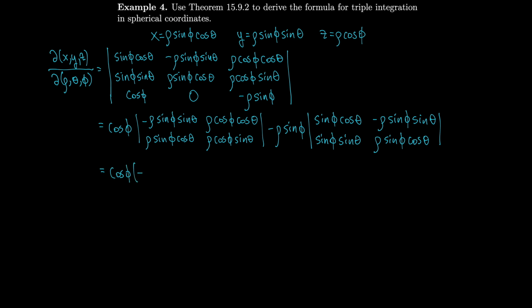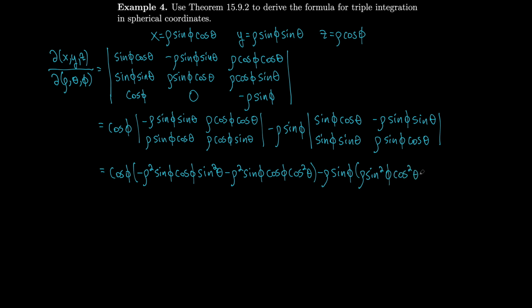times minus rho squared sine phi cosine phi sine squared theta minus rho squared sine phi cosine phi cosine squared theta, minus rho sine phi times rho sine squared phi cosine squared theta plus rho sine squared phi sine squared theta.